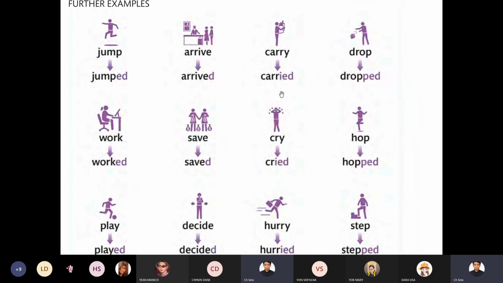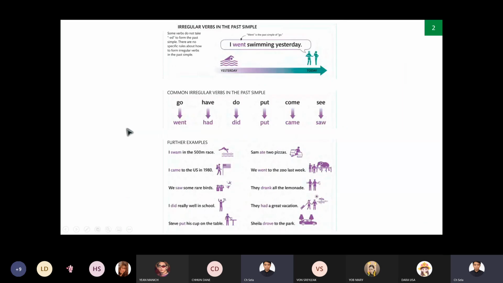Jumped, jump, arrive, carried, drop, work, sail, cry, hop, okay, play, decide, decided, hurried, and stop. You can learn more by yourself. It just gives you the general view of that.